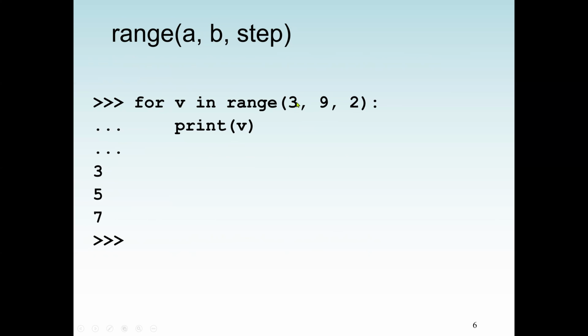Now, if we have only 3 and 9 and we didn't specify the step, then as we saw in the previous example, by default, the step is 1. So if we want to increase by 1, we don't need to put the step value, the third argument. Other than that, we have to. We can have from, let's say, 0 to 100, step 5, which means we print from 0, next we print 5, next we print 10, 15, etc.